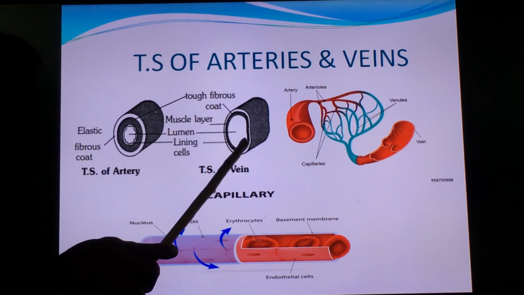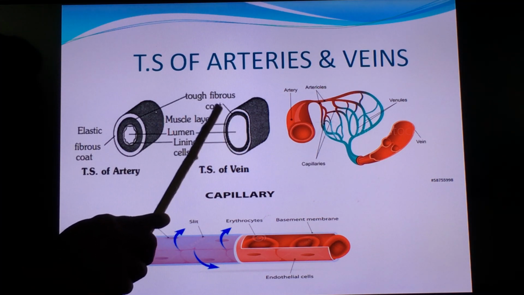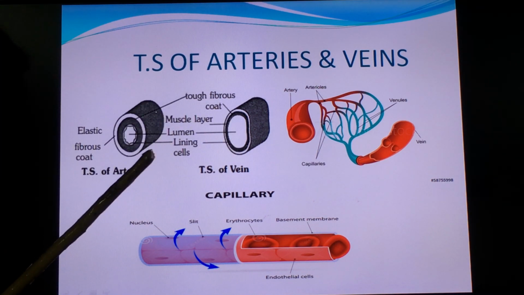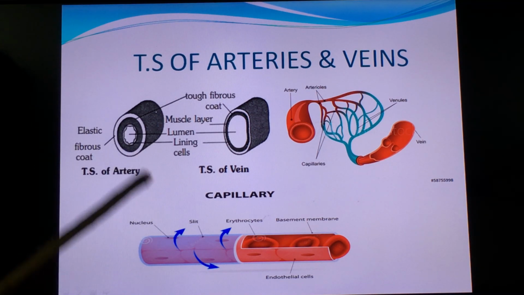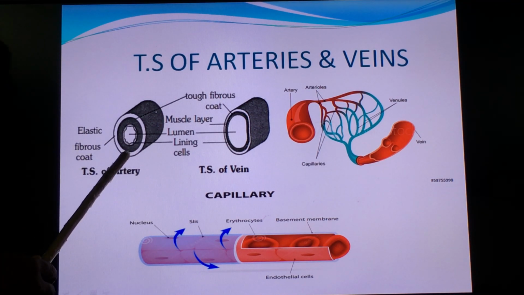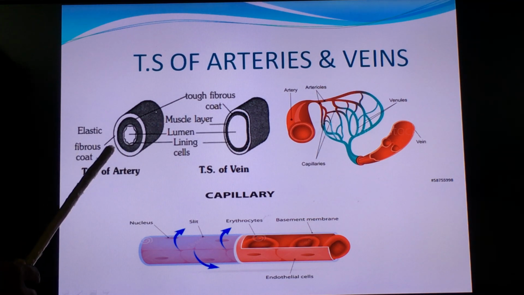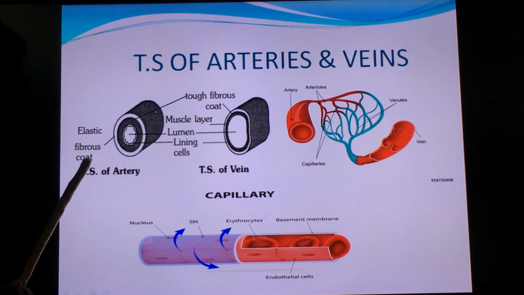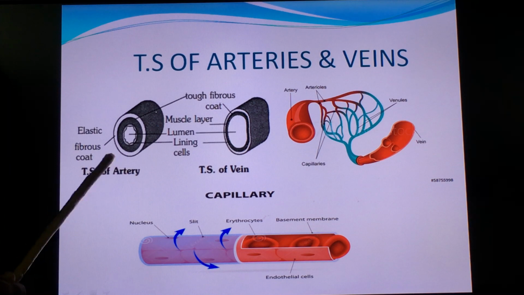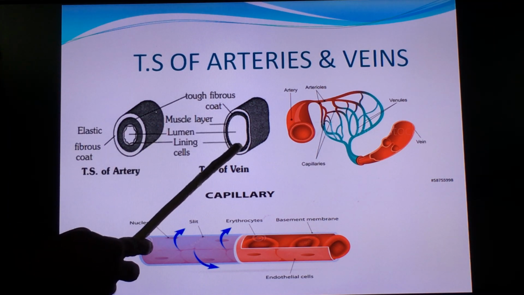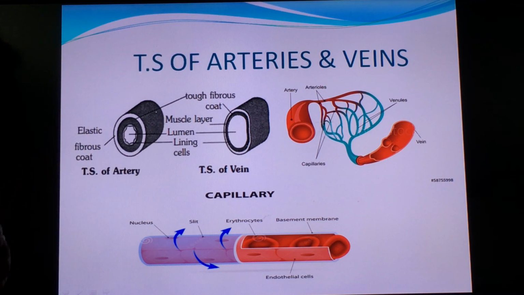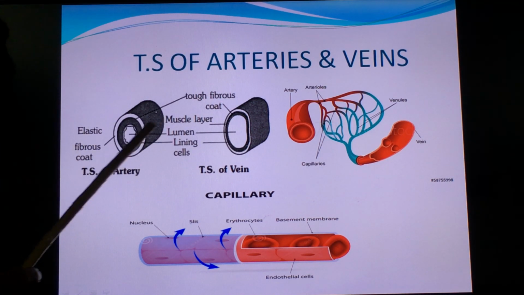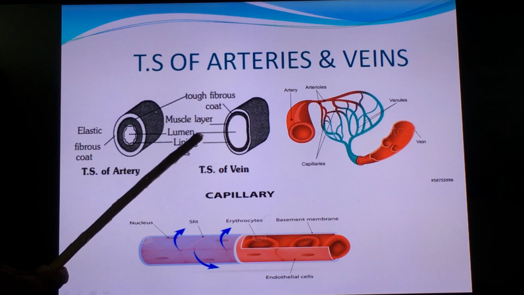If you observe veins, we can find tough fibrous coat. Why? Because in veins, blood pressure will be low. Arteries have more blood pressure, that's why they have elastic fibrous coat. They expand when blood is present. Here, if you observe, veins have tough fibrous coat. They cannot expand. That's why arteries have small lumen, veins have large lumen.